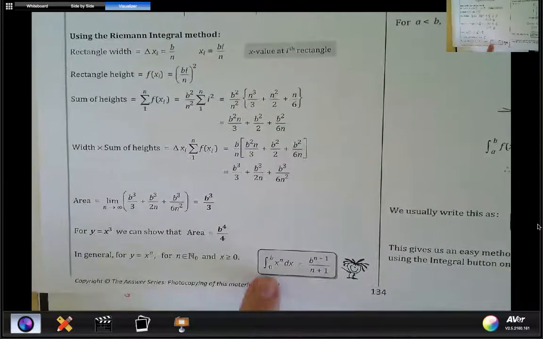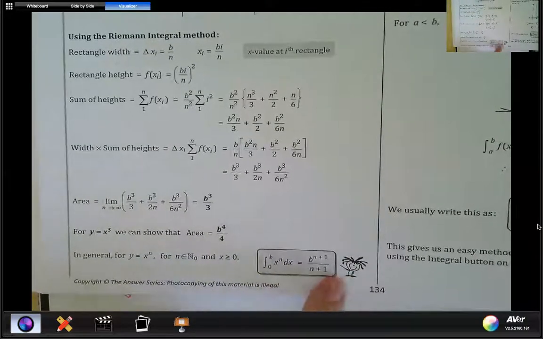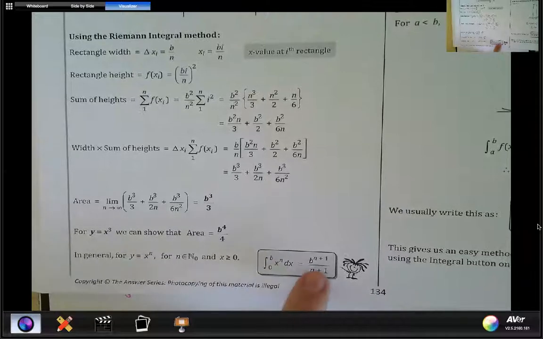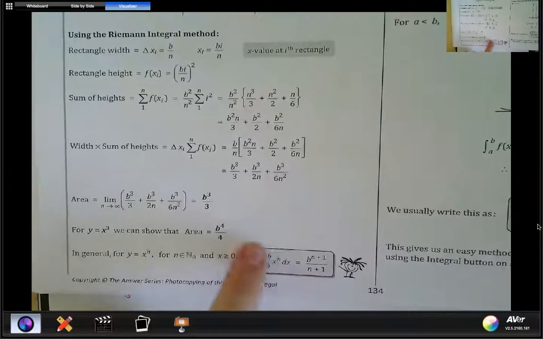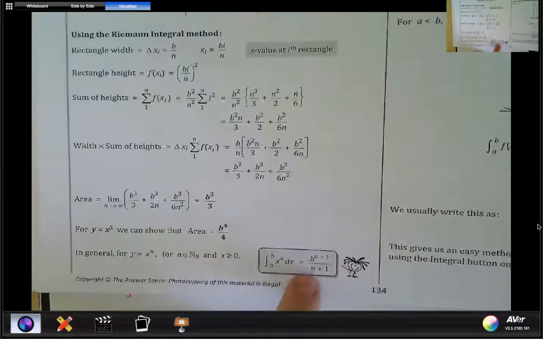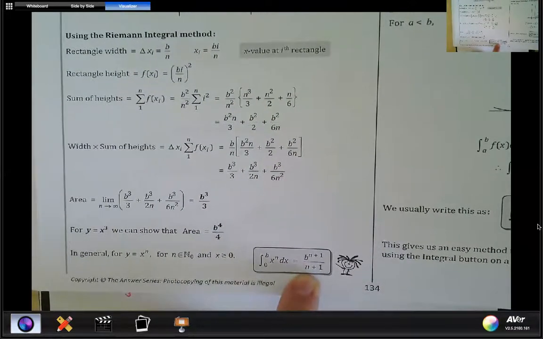Okay, so they're saying if you're going from 0 to b, then this is going to be your area. X to the power of n, whatever that n is, whatever that exponent is, you're going to take b, so you're subbing in b for x, and you're adding 1 to the exponent, and then you're dividing it by that same exponent, and that will give you the area.